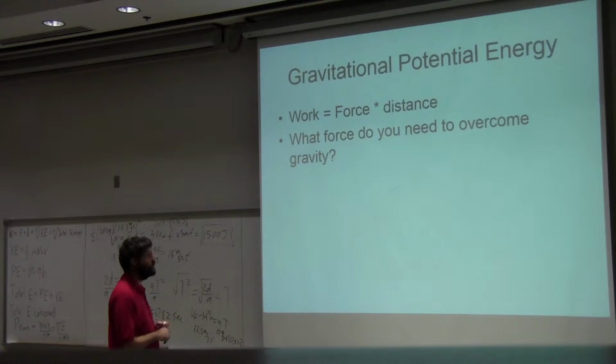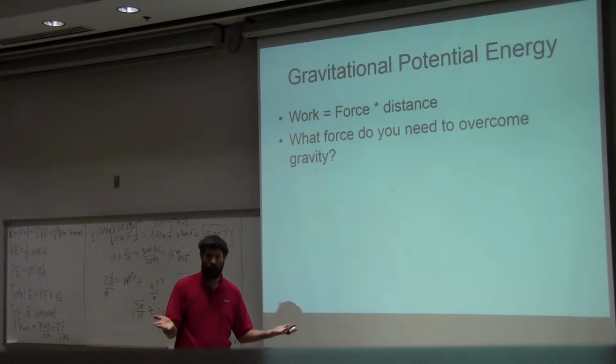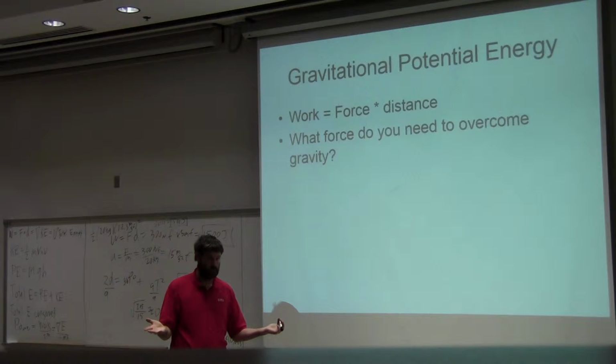So, let's derive the gravitational potential energy. Work equals force times distance. What's the force of gravity? No, it's not g. Try it. You left something out. That's right, it's mg.